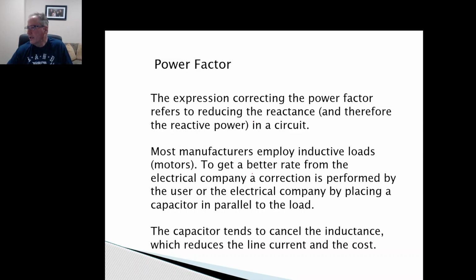And the way a lot of manufacturers reduce that reactive power is to put a capacitor and an inductor in that startup circuit. So we'll talk about that in next week's lecture, where we're going to talk about inductance.